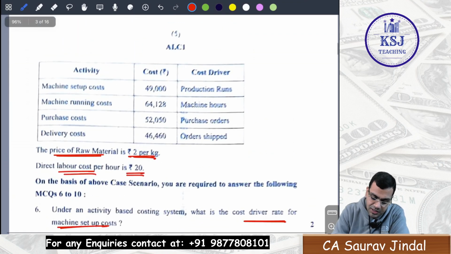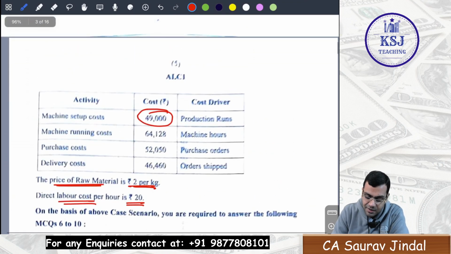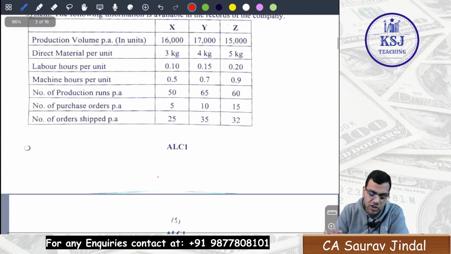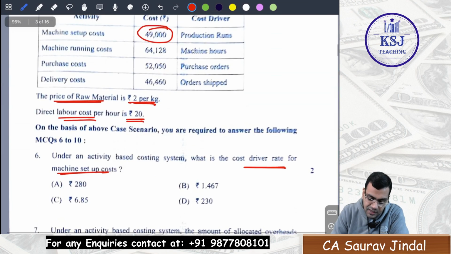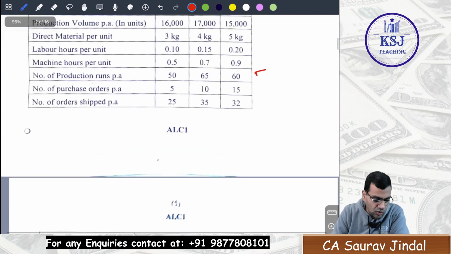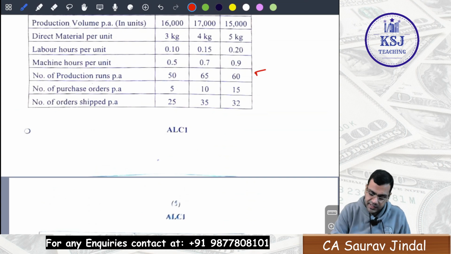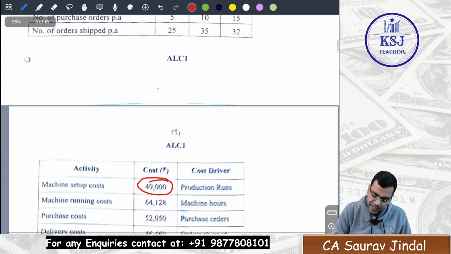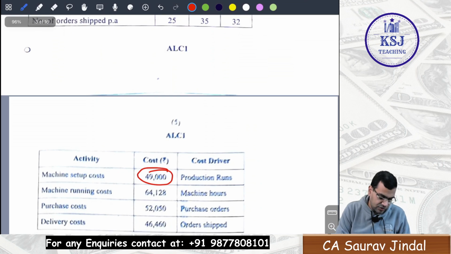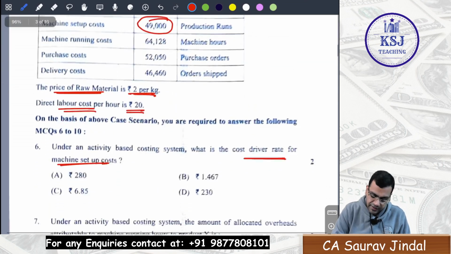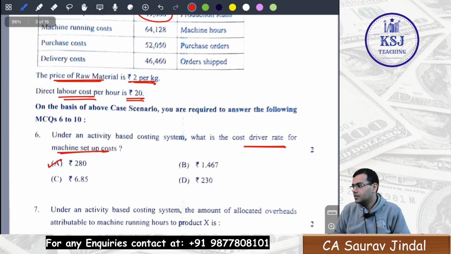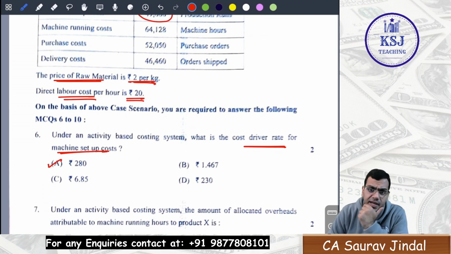Then you have to find out the cost driver rate for machine setup cost. Machine setup cost is total cost divided by total number of production runs. That will give you the cost driver rate. Total number of production runs is 50 plus 60 plus 65, which is 175. The cost is given as 49,000, so it will be 280. This is how you have to calculate using activity based costing.